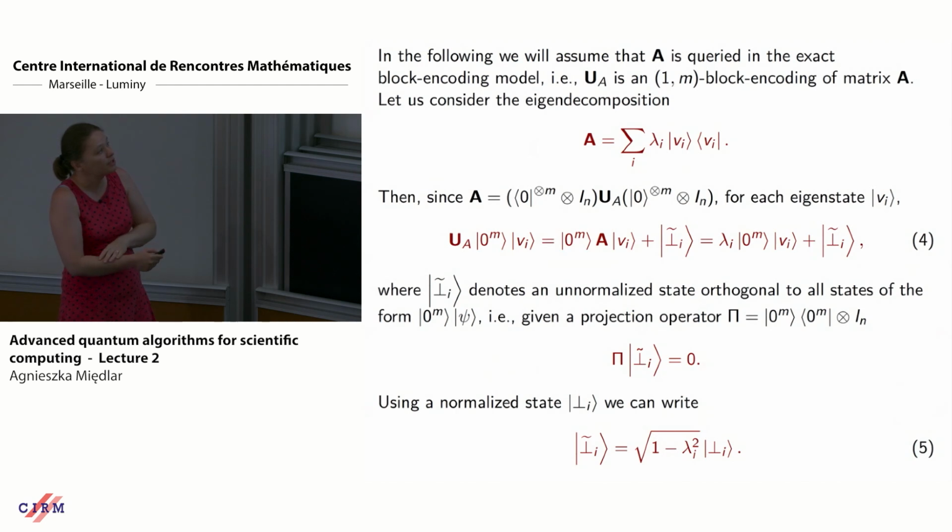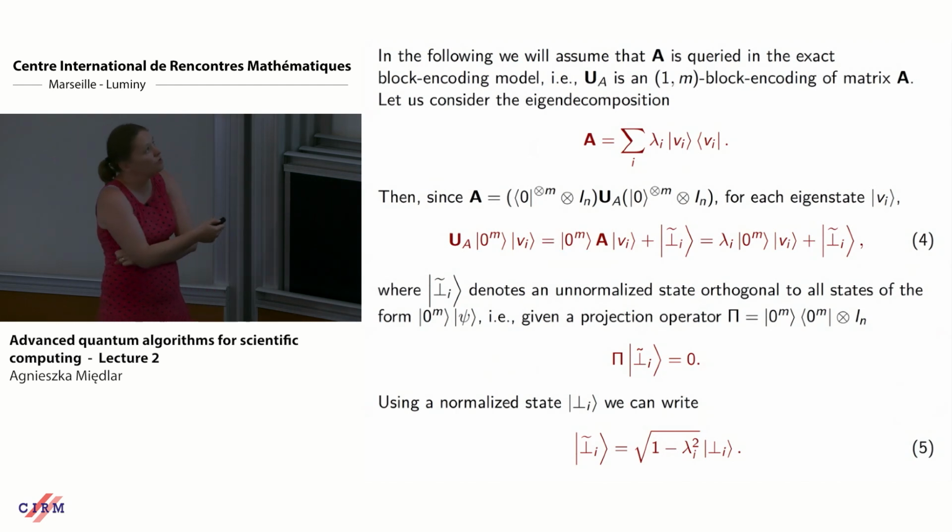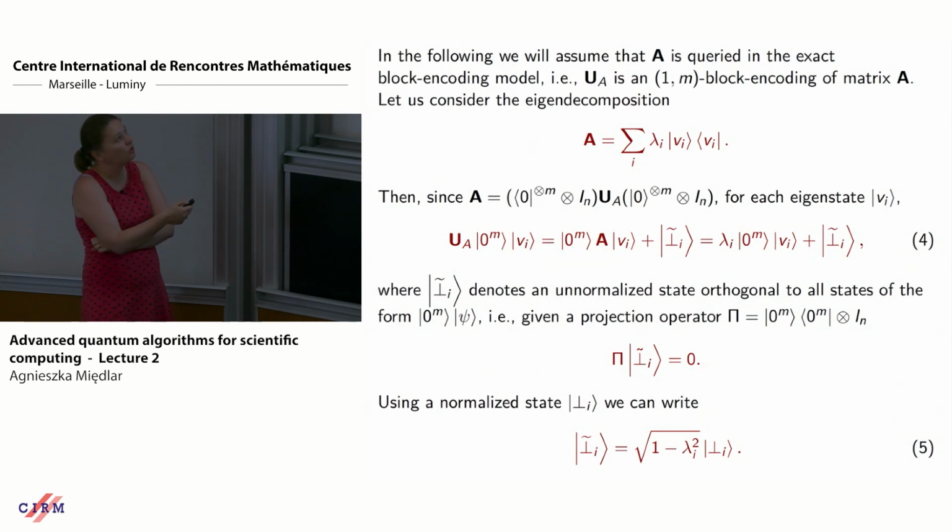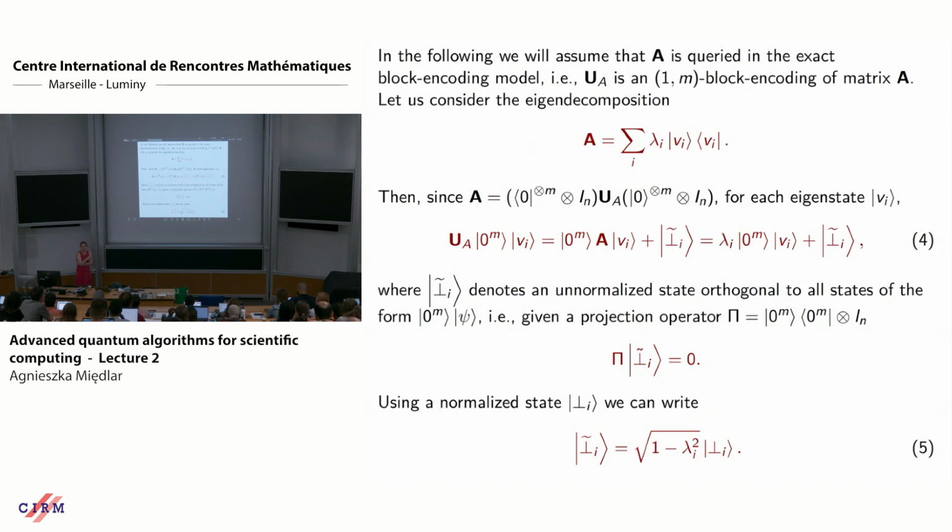If I do this calculation, first I use the property that UA is a block encoding of A. So that gives me the first part. And then I get some extra part, which is the unnormalized state orthogonal to all states of this form. In a sense, I'm decomposing an arbitrary vector into a component in the direction of the eigenvector and a component in the orthogonal direction. So, the classical linear algebra decomposition.